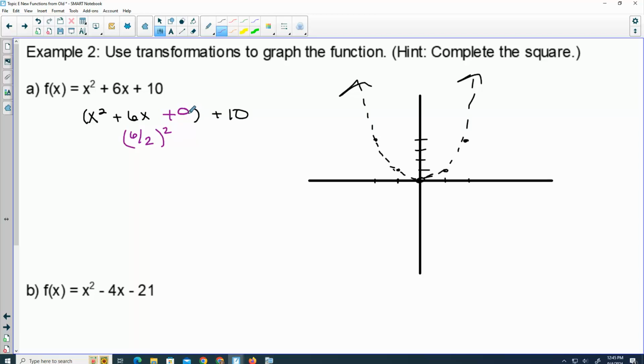Now here's where the difference comes in. When you're working with an equation where you're changing both sides, we would do plus 9 on each side. If I have a plus 9 here, what would I have to put out here to cancel it?